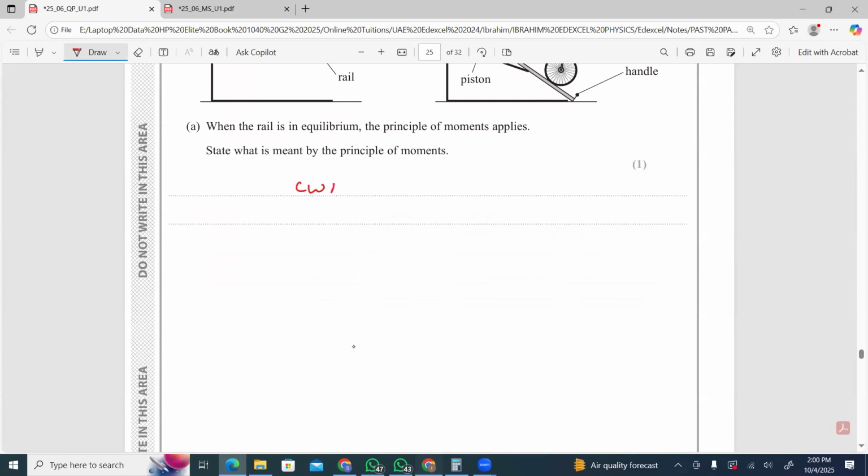So clockwise moment is equal to anti-clockwise moment, or the sum of moments on a body in equilibrium must be 0.